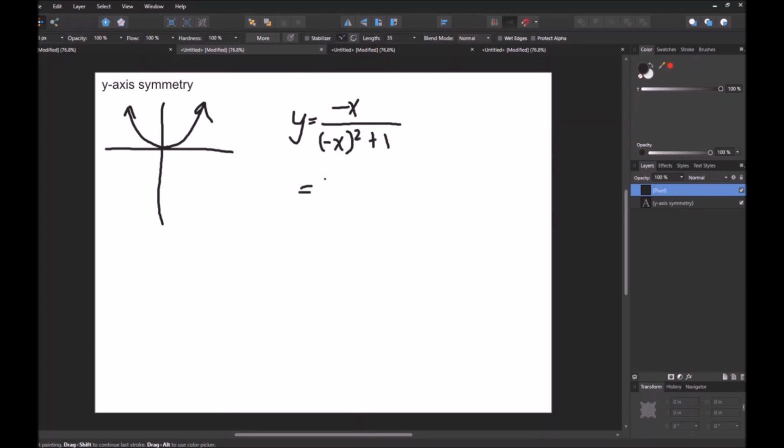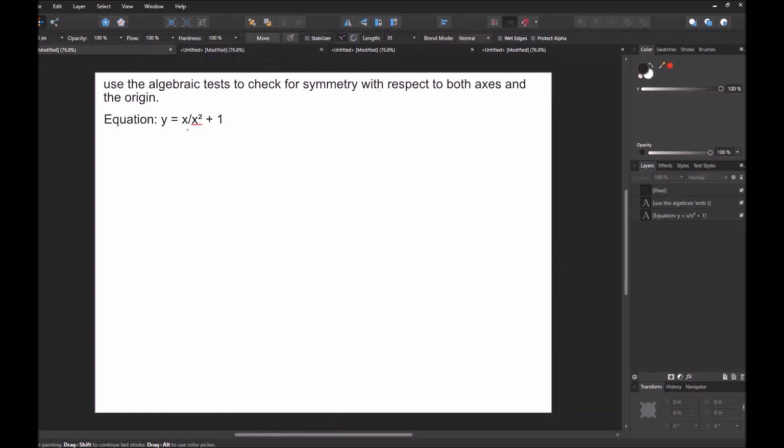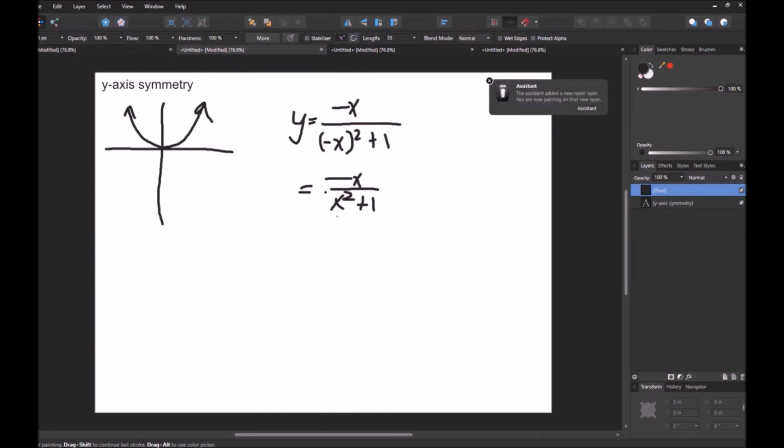And if we evaluate, that negative x will stay the same. Negative x squared becomes x squared, and then we leave the plus 1. Well, the original equation is x over x squared plus 1, and this is negative x over x squared plus 1. So this does not have y-axis symmetry.